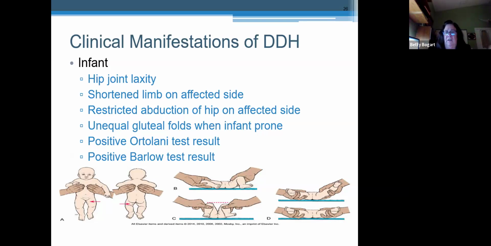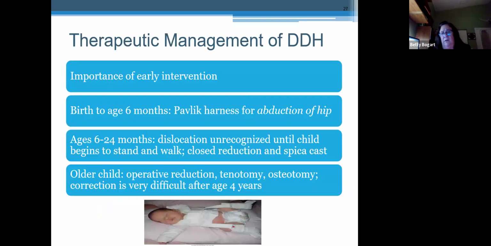The pediatrician, on the first visit for any infant, takes the knees, puts them to the chest, brings them down, and opens the knees back and forth. He's looking to see if that child's hips are in place. So again, it's a positive Ortolani, positive Barlow, short leg on the affected side, and unequal gluteal folds.